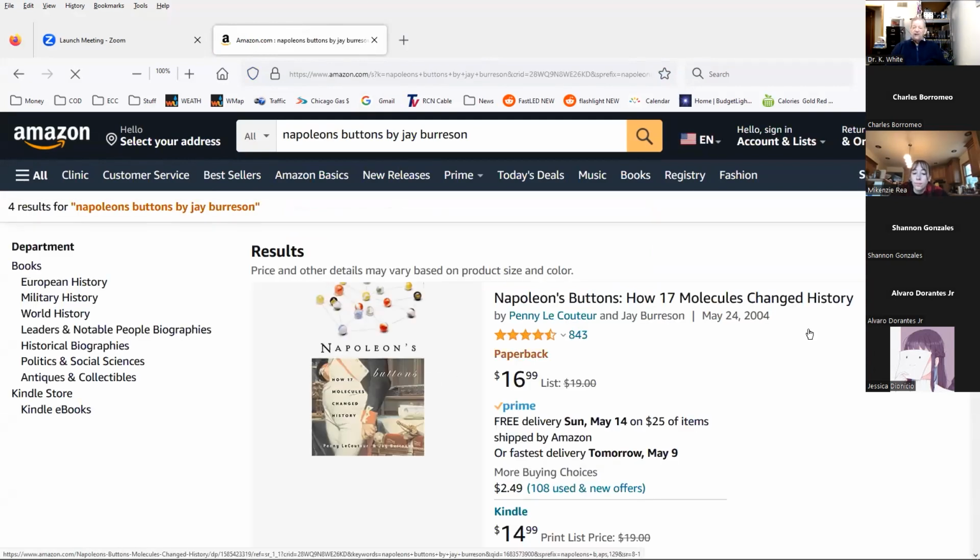There's a great book, and you probably can get it from your local library, called Napoleon's Buttons: How 17 Molecules Changed History. And it's a great book. It's about time for me to reread it again. It's been a couple of years. Good books I go back and reread, just like you like to visit good friends. I do that. And this is a great book.